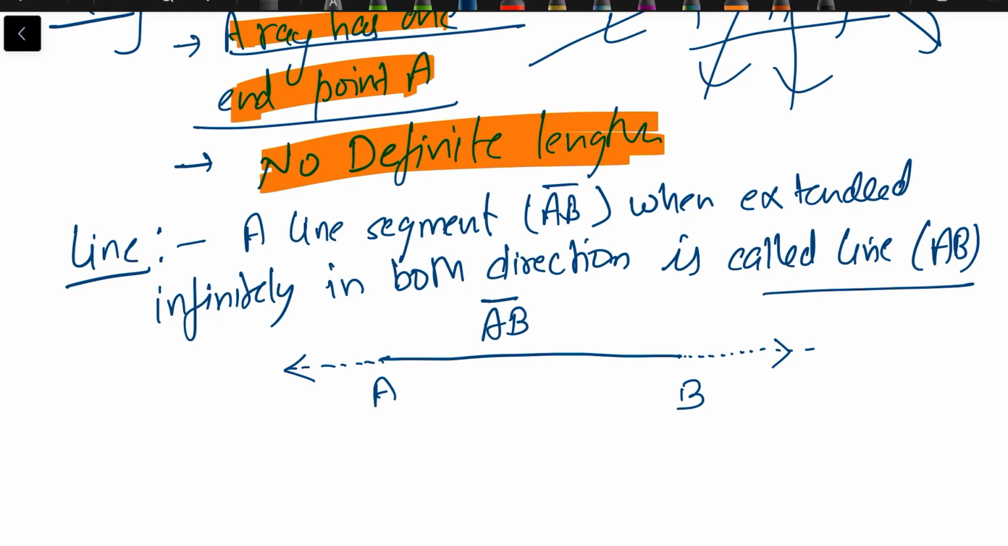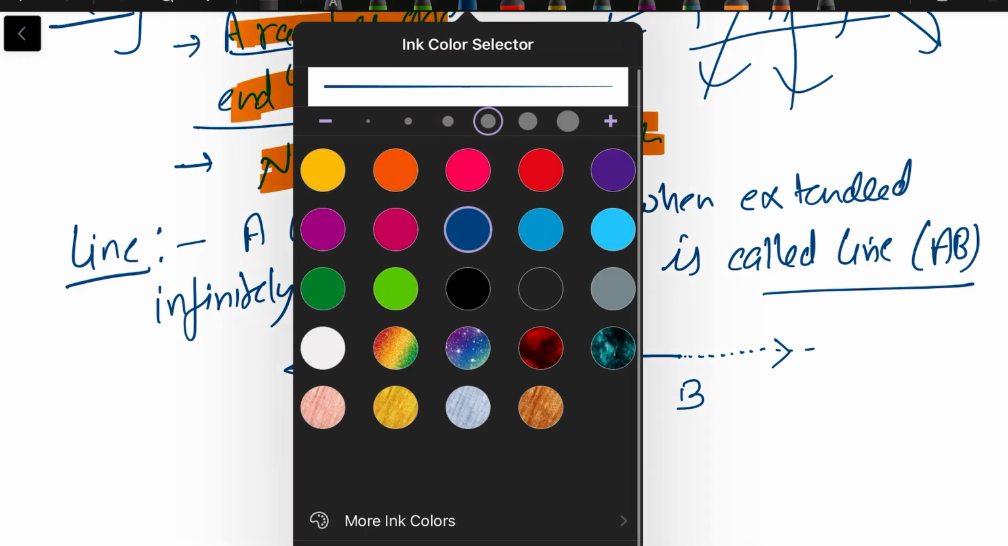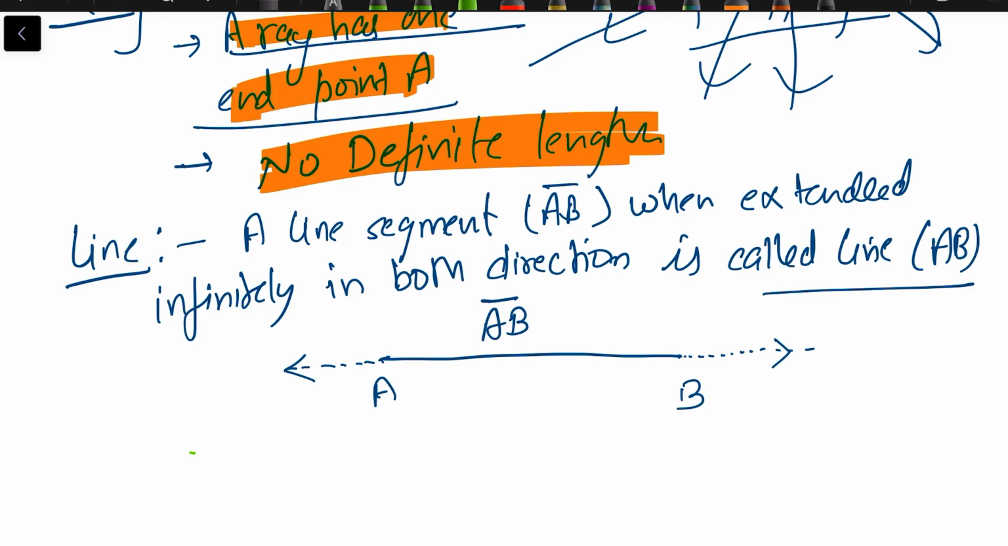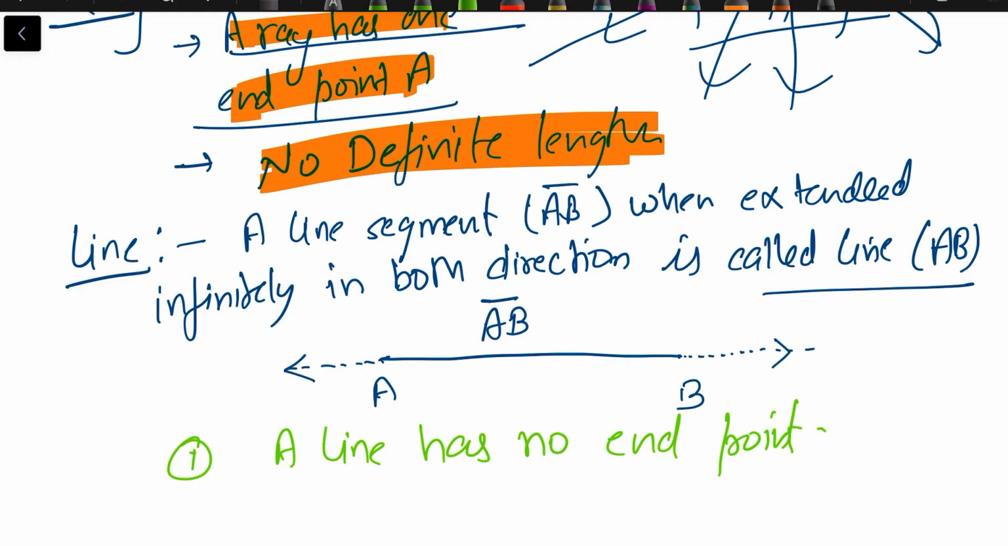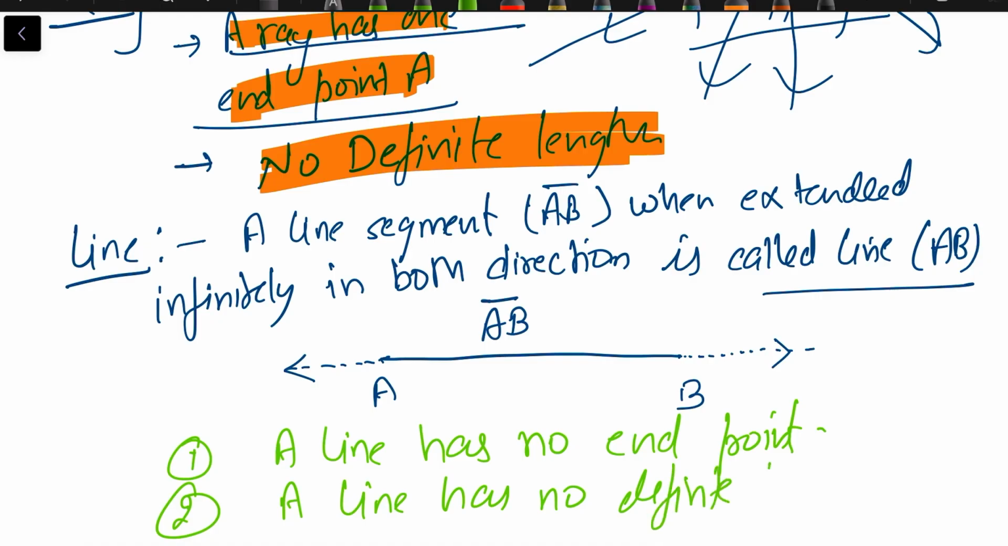So let's discuss the properties of a line. The first point: a line has no end point. Second, a line has no definite length.